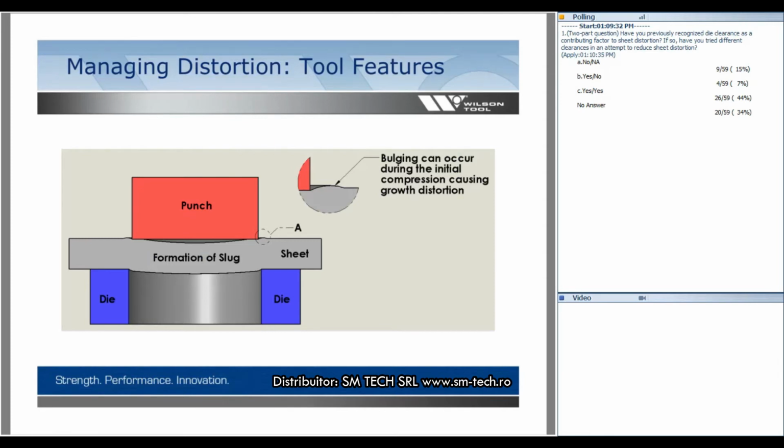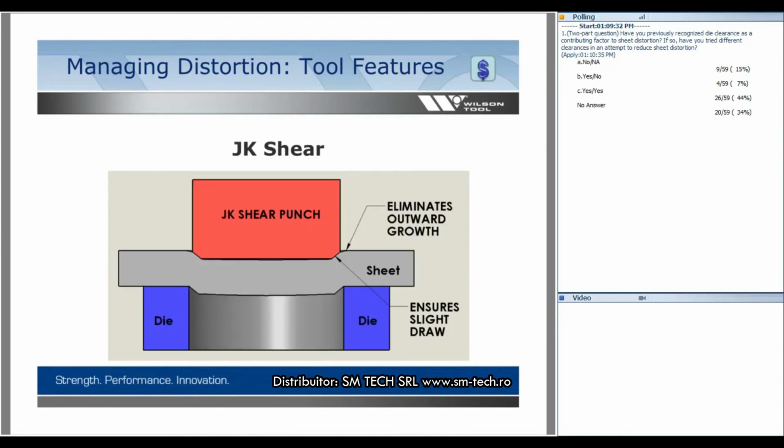I had a customer who had to use small die clearances to have a decent, acceptable burr on his material when he was done. But what it was causing was that bowing sensation. So what would be the strategy to keep a small die clearance, but yet create an inward draw of that sheet? We have a feature we call JK shear here at Wilson Tool.